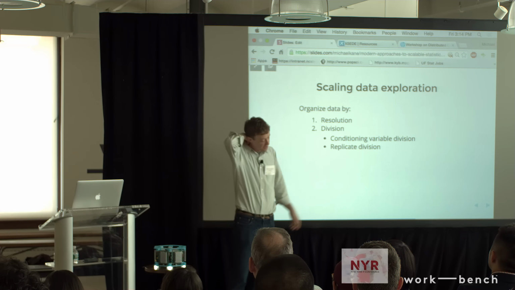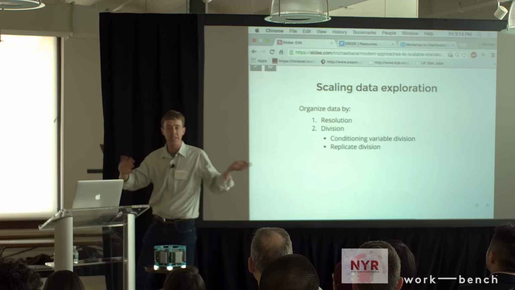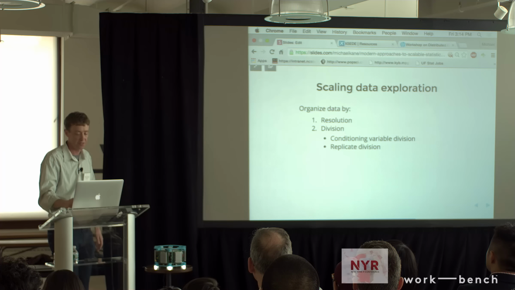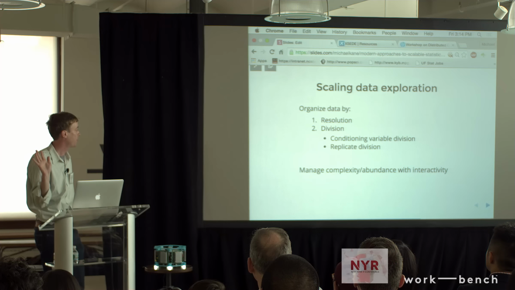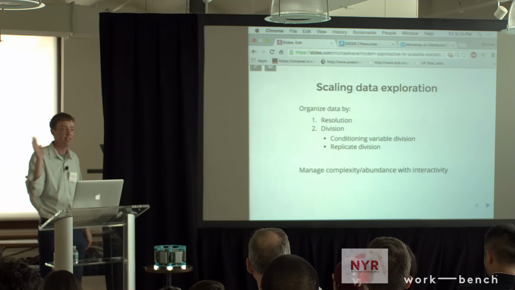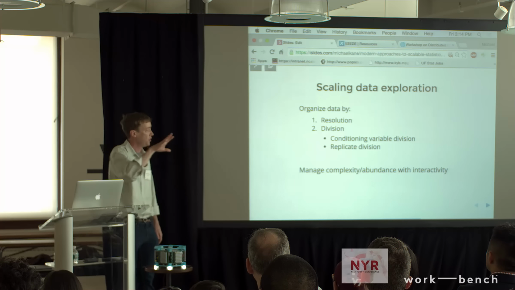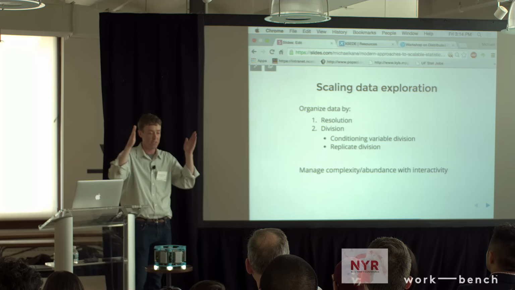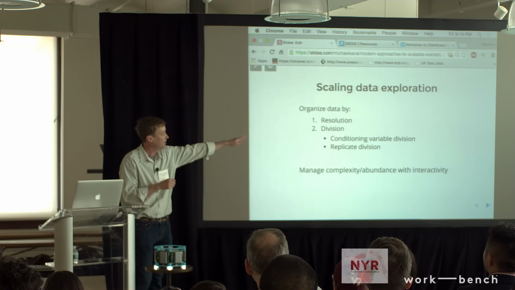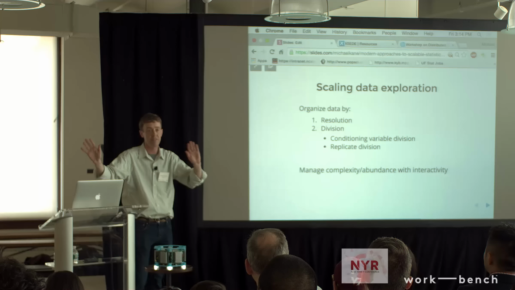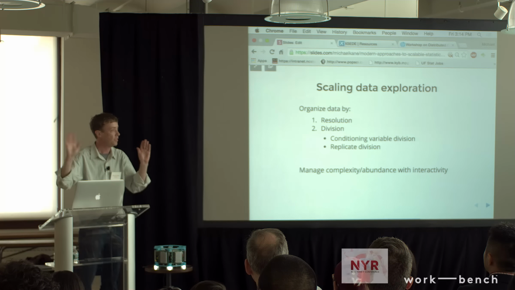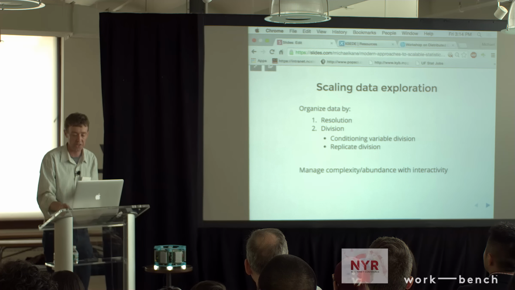The other one is division. So you end up dividing the data up somehow, and you create a lot of visualizations. Now, in both cases, you're essentially managing the complexity and abundance with interactivity. In the case of the map data, you have the interactivity that gets you from country to census block to whatever. In the case of division, you're creating a lot of these different visualizations, and you need a little bit more organization.